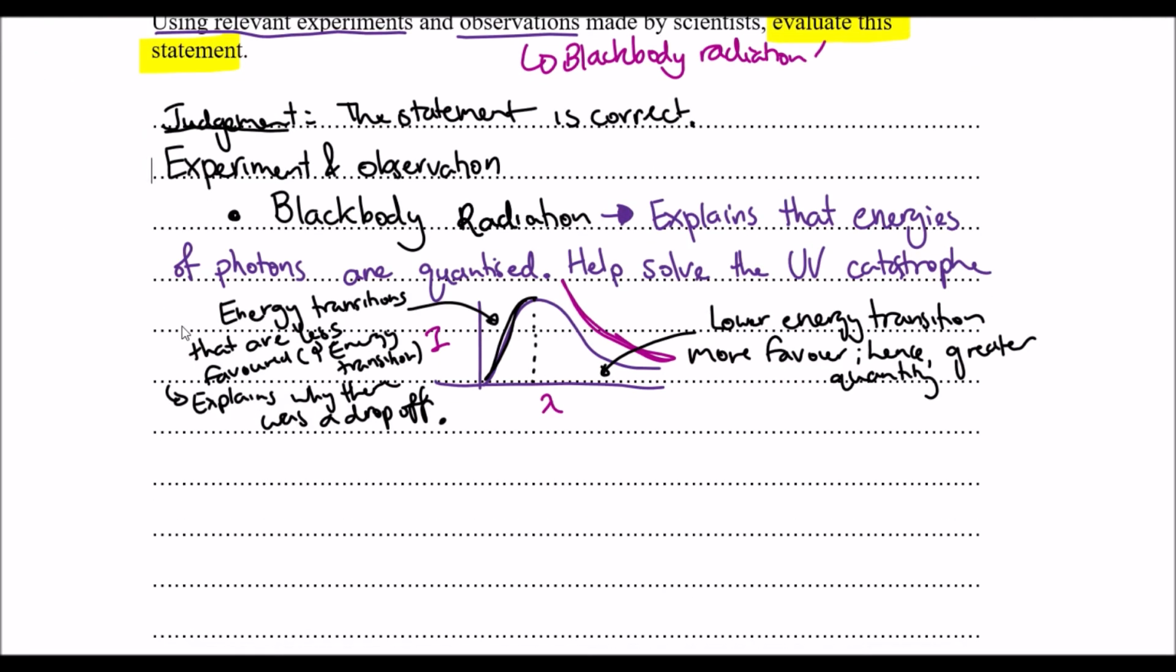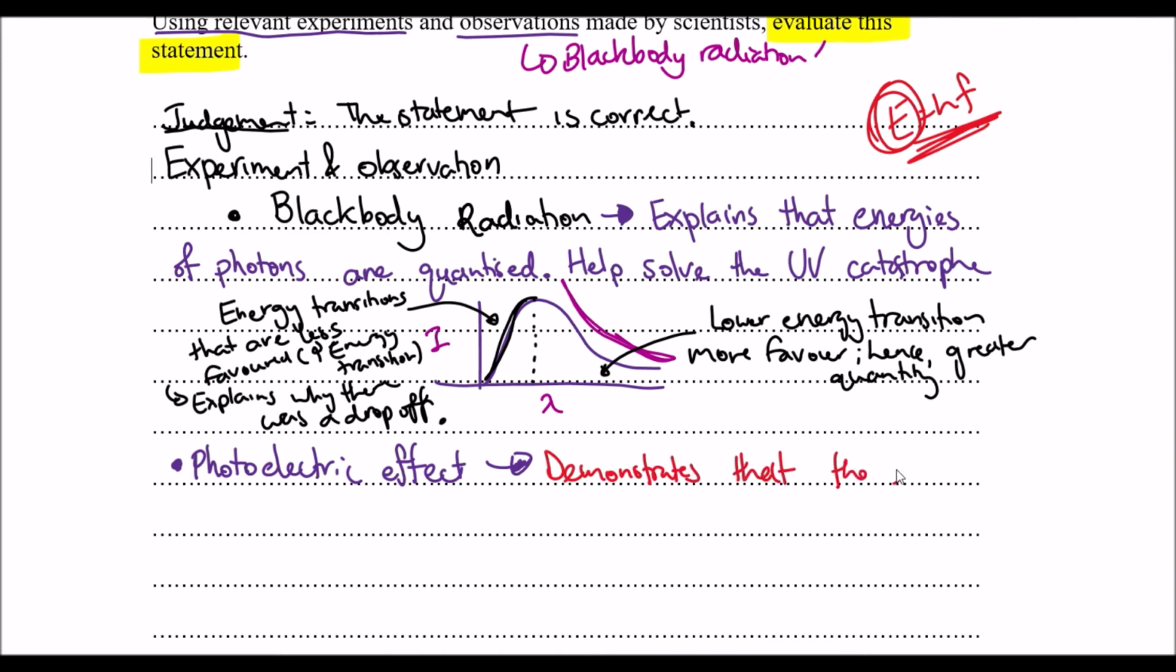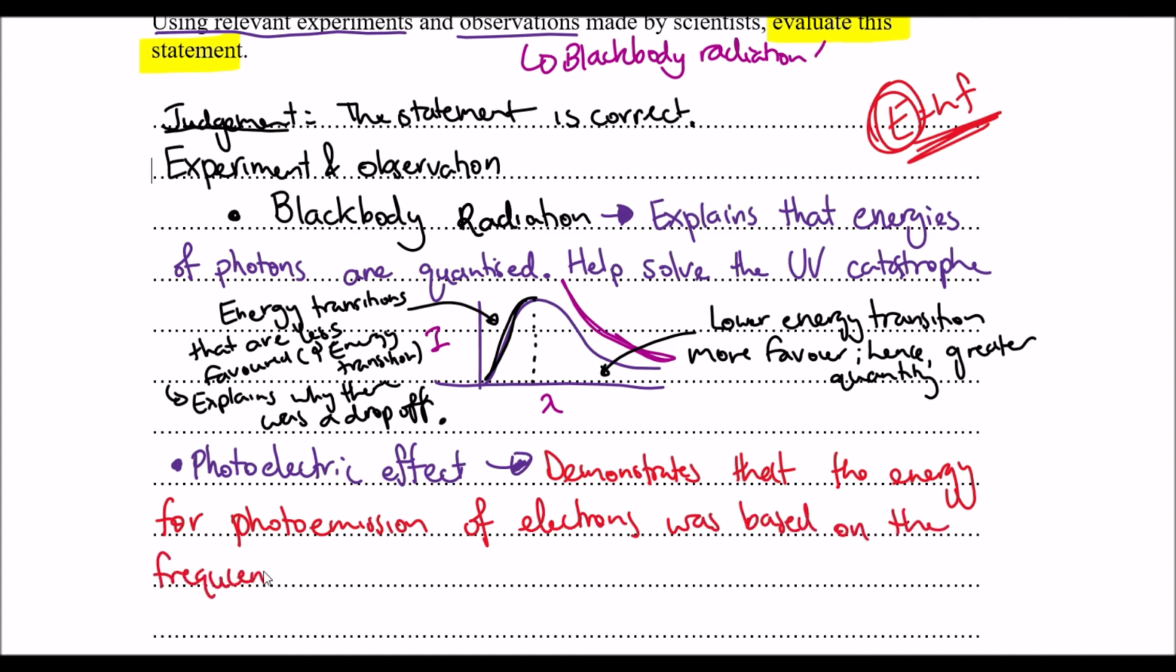The next one we can go into is the photoelectric effect. So the equation E equals HF demonstrates that the energy of light was based on its frequency. So it demonstrates that the energy for the photo emission of electrons was based on the frequency of the light and not the classical theory of intensity.